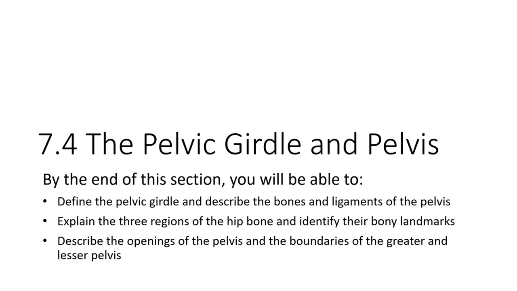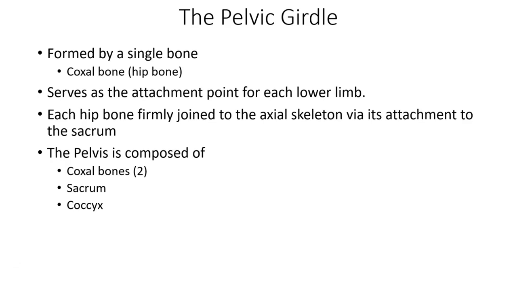Alright, and then our lower limb, the pelvic girdle and pelvis. So this is the hip joint. The hips are made out of those coxal bones to attach the lower limbs, and the hip bones are joined to the axial skeleton through the sacrum. Alright, so that sacrum is part of the axial skeleton, and that's how we fuse our lower portion of the body to that axial skeleton.